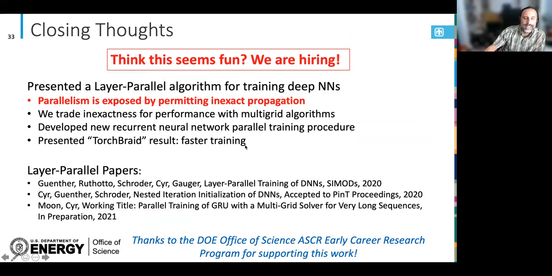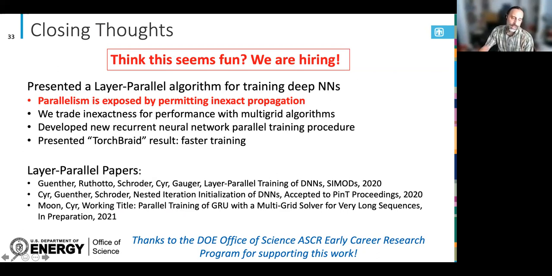The thing I want to point out, maybe the highlight here, is that parallelism is really exposed by permitting inexact propagation. We've done it in these time sequences, these very deep neural networks, but one can imagine other regimes where by doing this constrained optimization approach, you can open up other kinds of inexactness that lead the way to parallelism. And so that's maybe the take-home message I'd like to deliver.